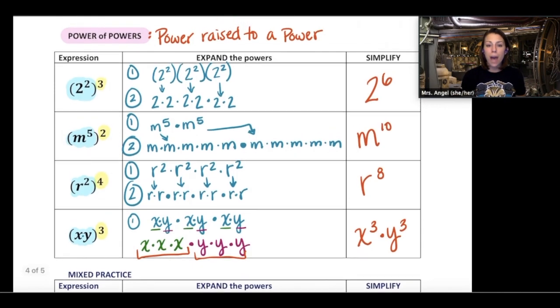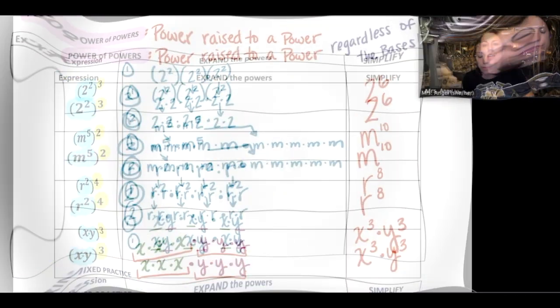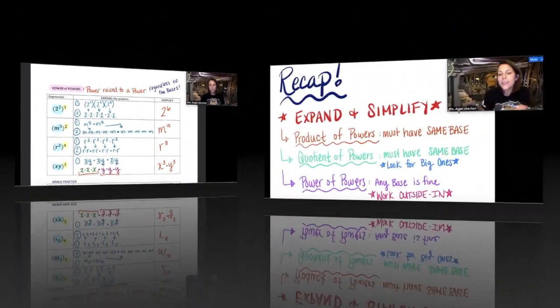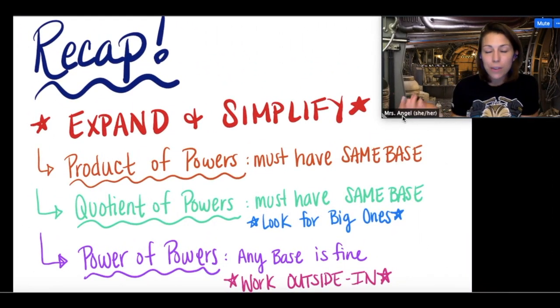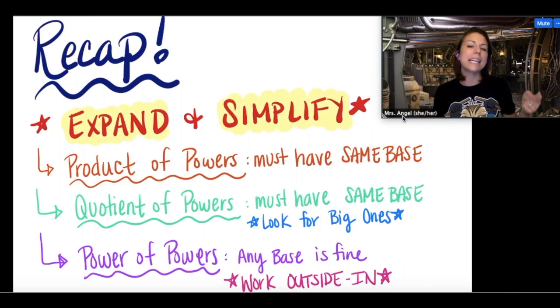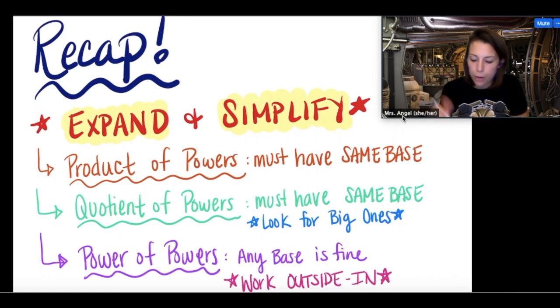So a power of a power is any power raised to an additional power, regardless of what base you have. In other words, you don't have to have the same base. Let's recap. Whenever you're dealing with properties of exponents, your two steps are to expand and simplify. And simplify means to write it as a single power. That doesn't mean actually going in there and doing that multiplication. Just take that messy power expression and write it as one single power.